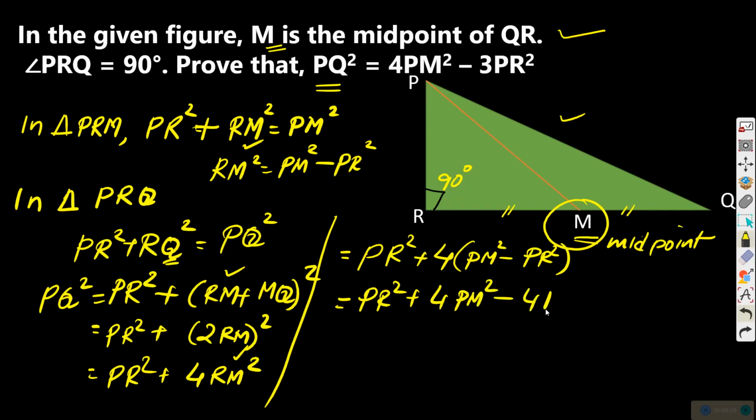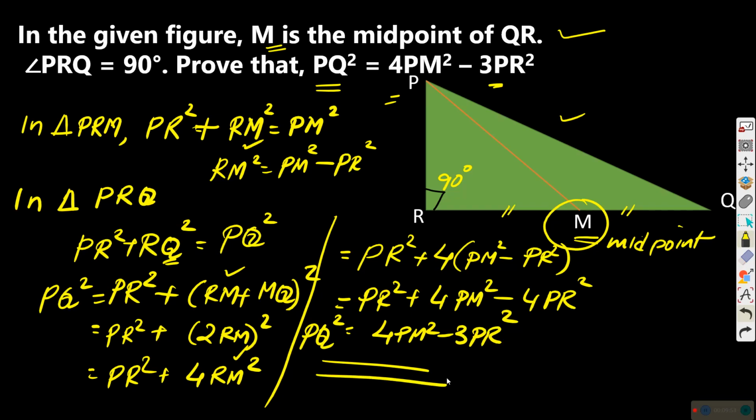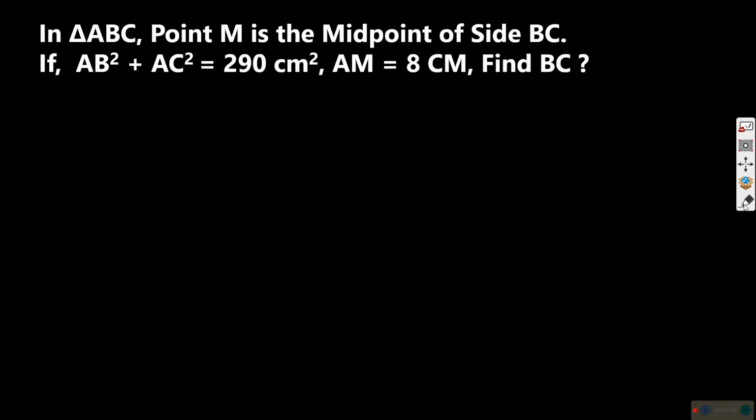PR square plus 4PM square minus 4PR square. So that means 3PR square will come, but with a minus. So we will write 4PM square minus 3PR square. So it is in terms of PR square. That is what is asked. We have reached the answer. Good. PQ square is equal to 4PM square minus 3PR square. It is proved. You pause the video here and see it again.